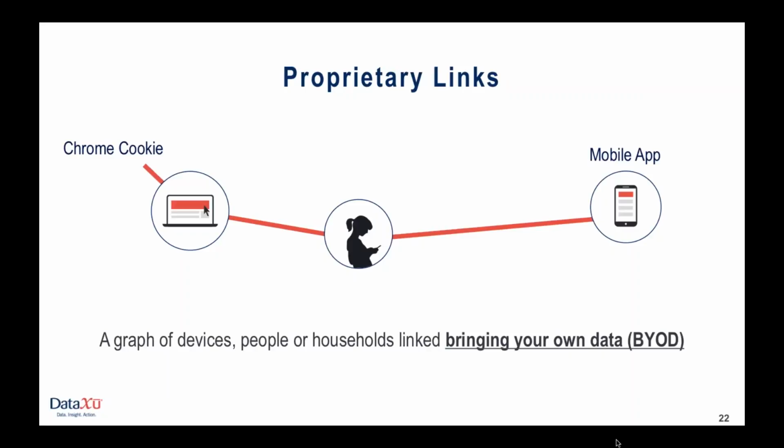And then lastly, the third type of links is based on proprietary data. This is data that a brand can bring on to their own device graph. For example, if your brand has your own apps or websites, you may already have cross-device data. You can then bring this data into your device graph to create even more connections.